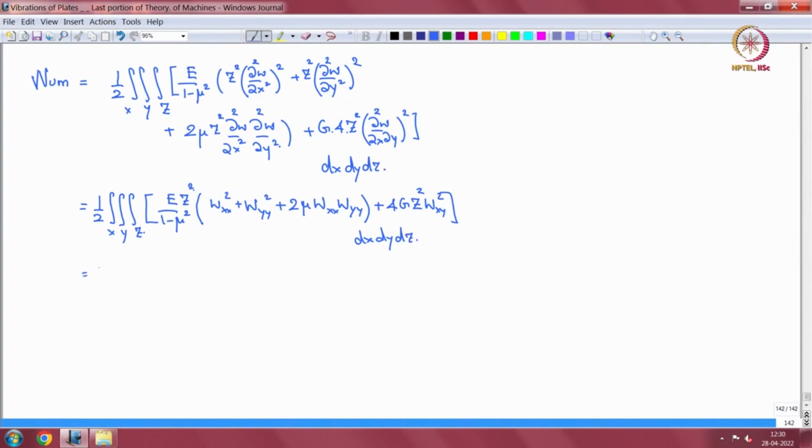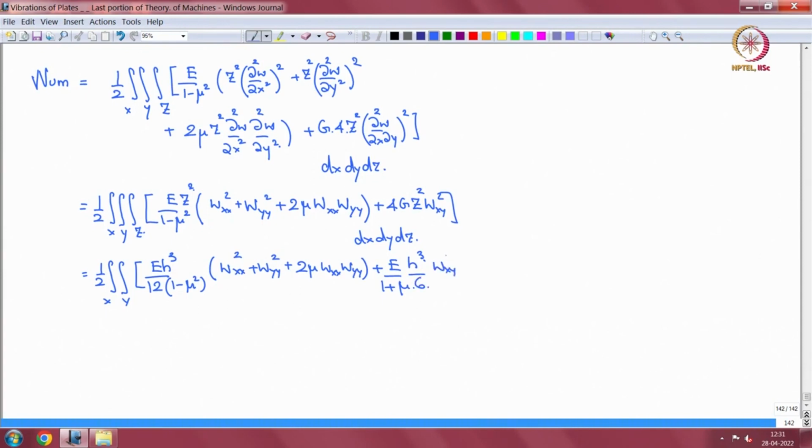So this gives me half integral x integral y, E h cube by 12 (1 minus mu squared), of wxx squared plus wyy squared plus twice mu wxx wyy, plus E by (1 plus mu) h cube by 6 wxy squared, dx dy.